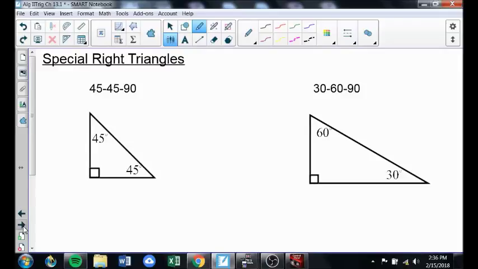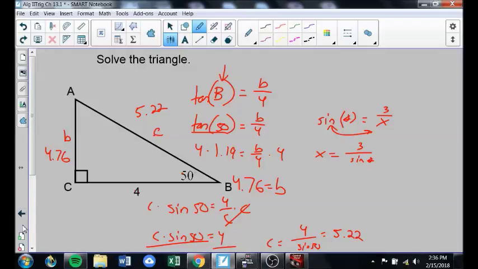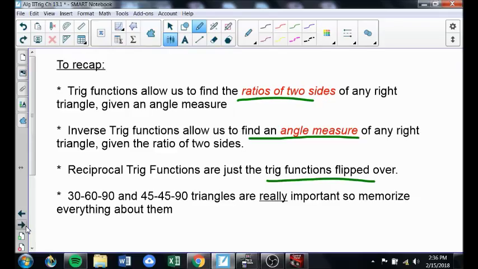I'm not going to talk about special rights today. We'll save that for another video. I had a recap somewhere in here though. Here's our recap. Trig functions allow us to find ratios of two sides. Inverse trig functions let us find angle measures given two sides. Reciprocal trig functions are literally just trig functions flipped over. And then 30, 60, 90s are super important. We'll talk about them more later.